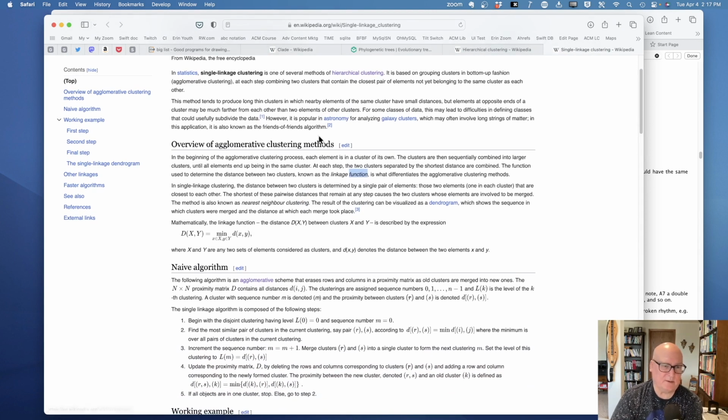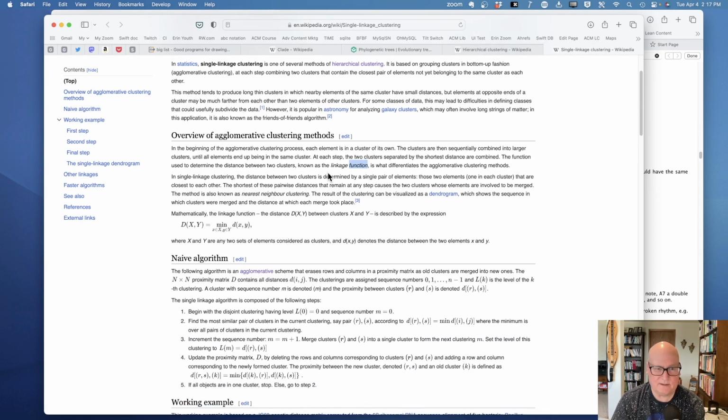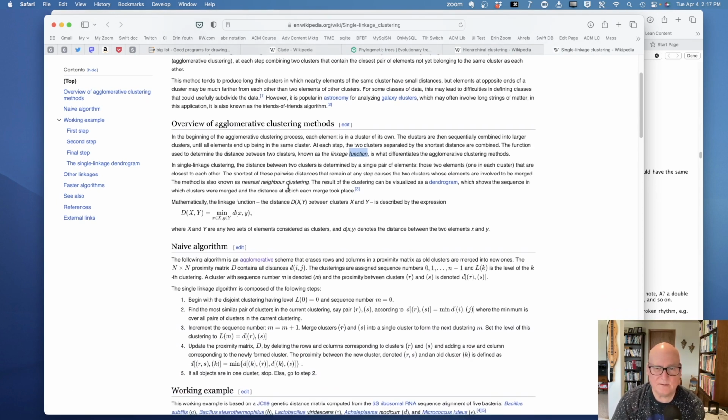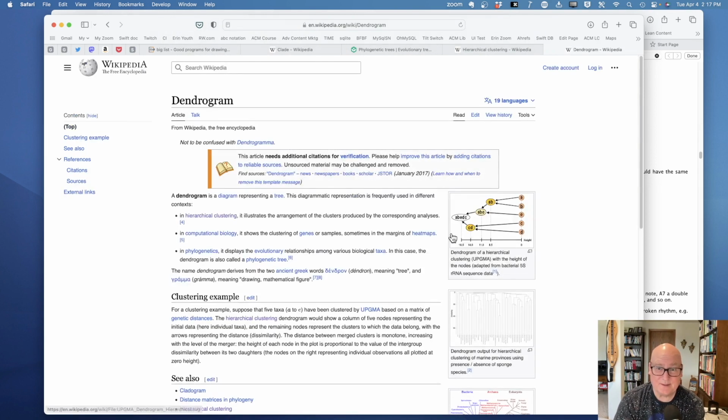The friend of friends algorithm. Okay, well, that sounds nice, friendly. All right, here's neighbor. Oh, the resulting cluster can be a dendrogram. Okay, that's exactly what this is.